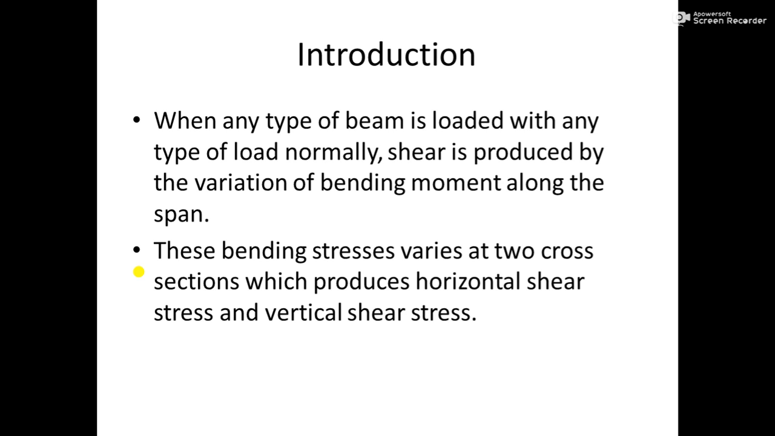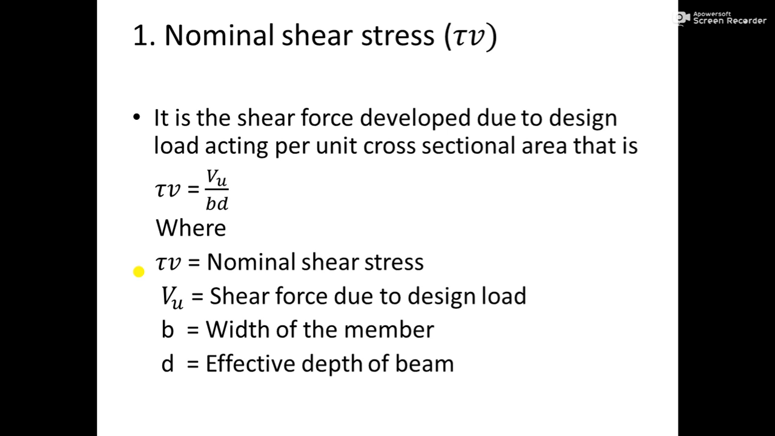These bending stresses vary at two cross sections, that is, at the junction of beam and column. These are the two sections which produce horizontal shear stress and vertical shear stress: horizontal shear stresses in the beam section and vertical shear stresses in the column section. So first, shear stress is nominal shear stress, and it is denoted by tau v. This nominal shear stress is always present in any structure.